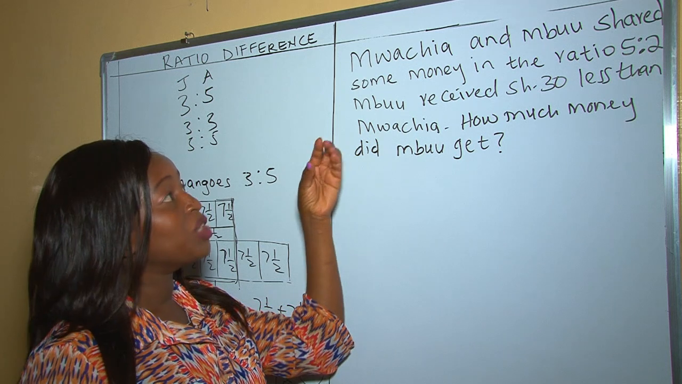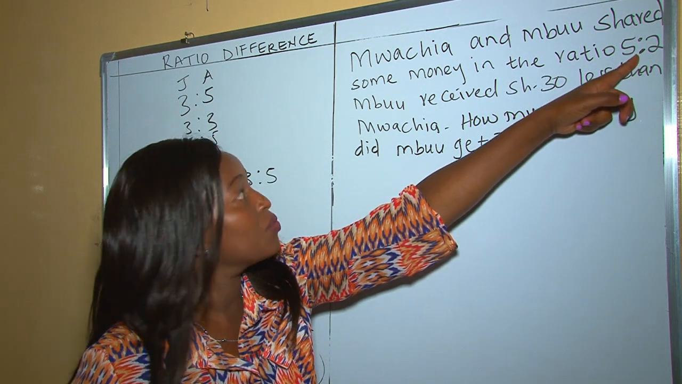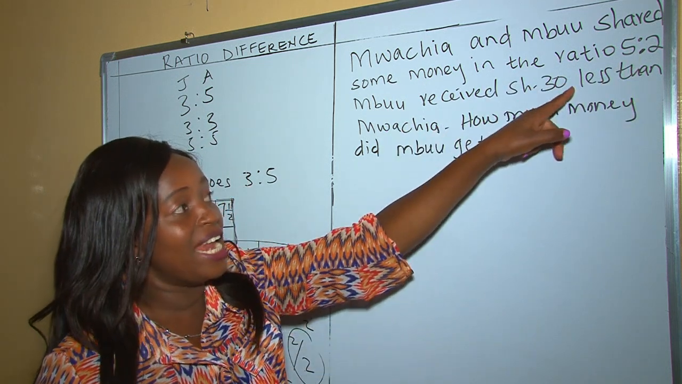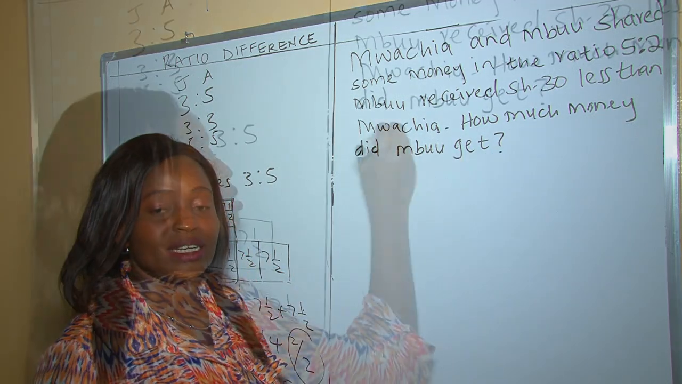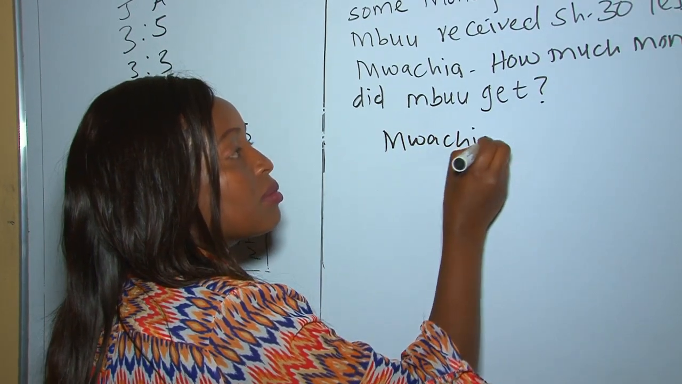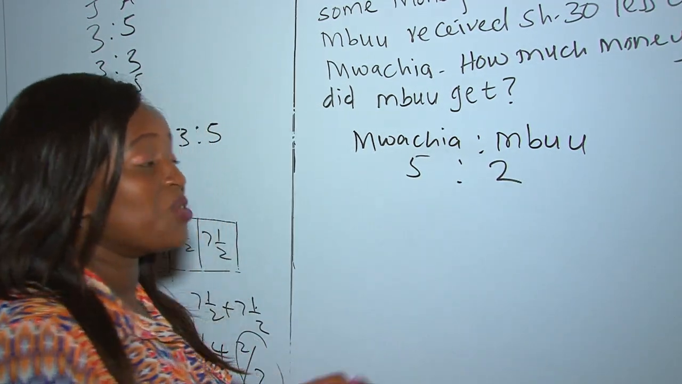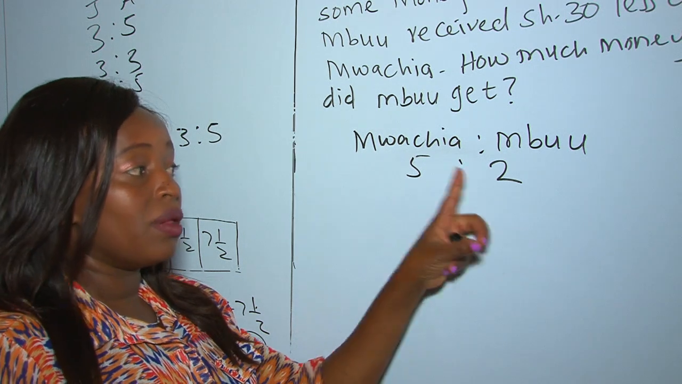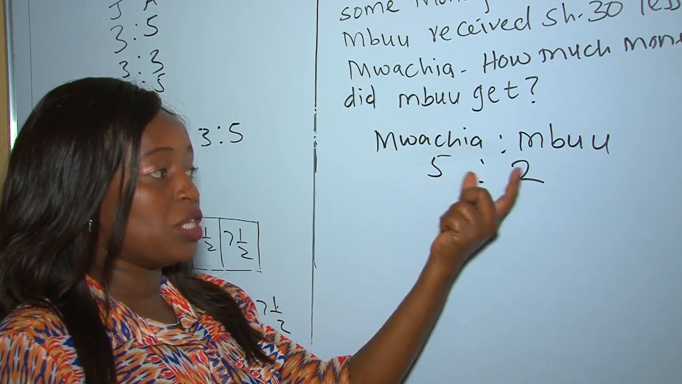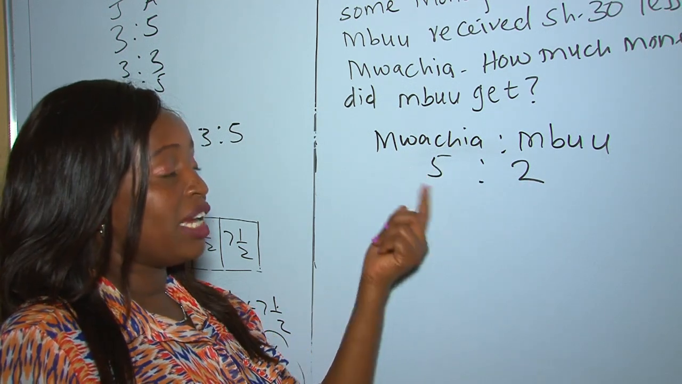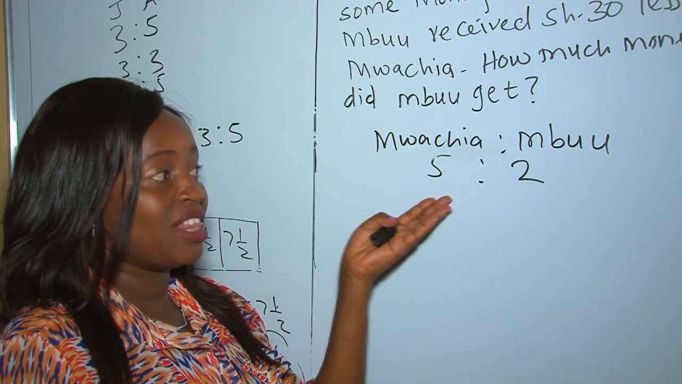In this example, we are told that Mwachia and Boo share some money in the ratio 5:2. Boo received 30 shillings less than Mwachia. How much money did Boo get? The ratio is Mwachia to Boo, which is 5:2. As you can see in the ratio, Mwachia gets more than Boo, because if they were to get equally, they could have gotten either 5:5 or 2:2. When Mwachia gets 5, automatically, whatever they are sharing, he gets a bigger portion than Boo.